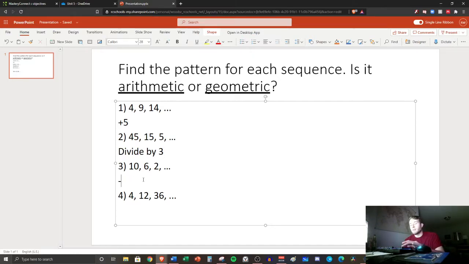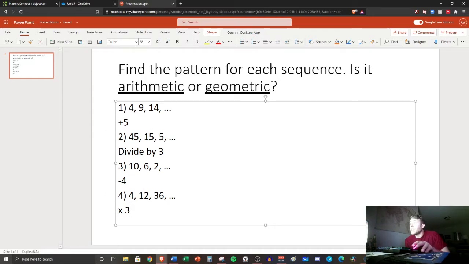Next, on this one, we are subtracting 4 each time, and then this bottom one here is times, we're multiplying by 3 instead of dividing by 3. So those are all the patterns we're seeing here. Okay, so times 3, divided by 3, we have all the different operations occurring.